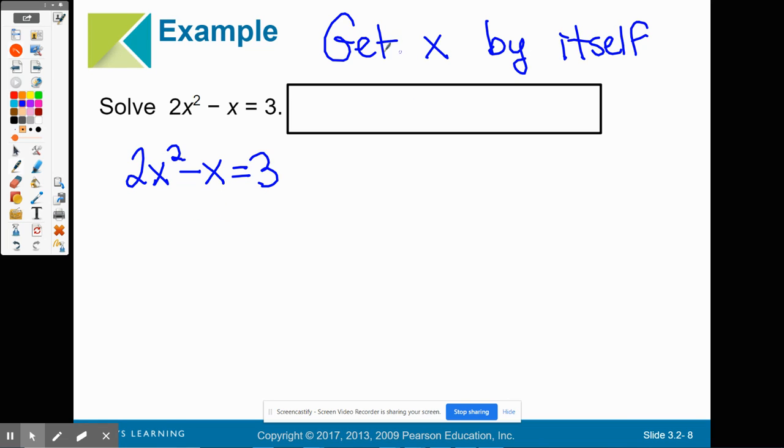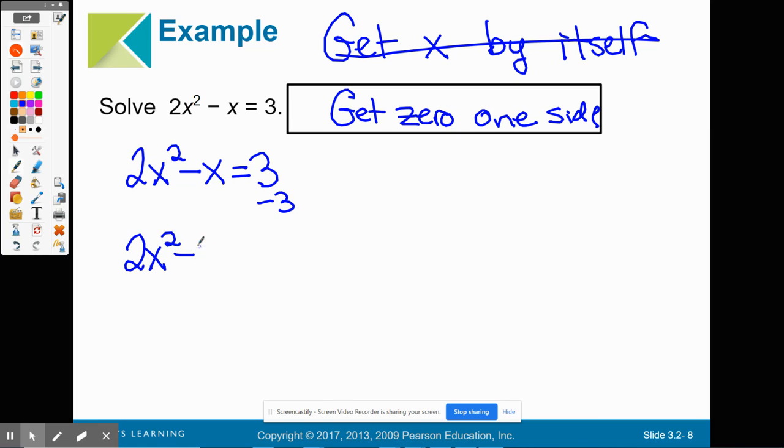So when you can't get x by itself, you need to get 0 on one side. And that's how you're going to solve these. Get 0 on one side, and you'll do that by subtracting 3. And it's 2x squared minus x minus 3 equals 0. Now, I'm telling you that this factors. I have many students, though, that when they see a number in front, they don't even want to try to factor because they don't think they're good at factoring, and they would do the quadratic formula instead. And that will be fine, but I'm telling you, let's practice factoring a little bit today.